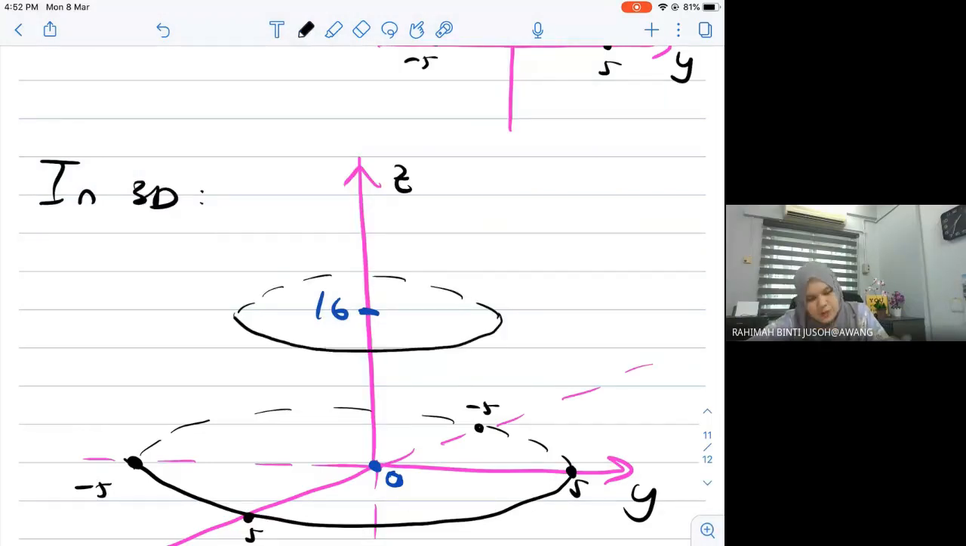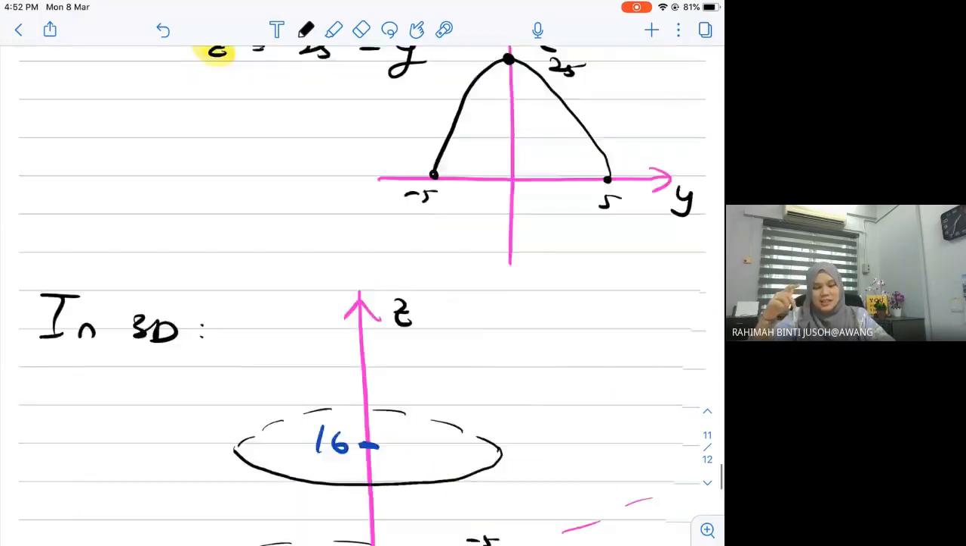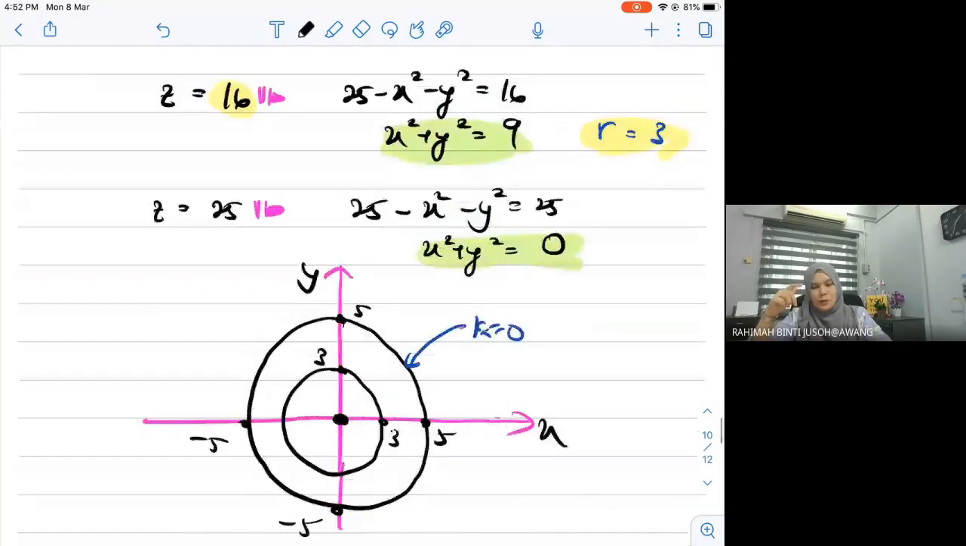Macam tu. Lepeh jugalah sebab pandangan depan. Okay. Next, the last is when Z equals to 25. Pada nilai Z equals to 25, kita hanya ada point saja. A point. Okay, satu titik je. Yang tadi K, K equals to 16 dekat sini.